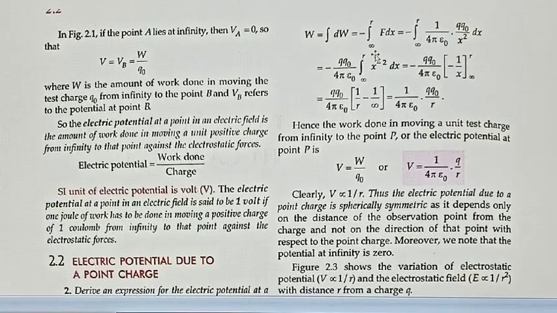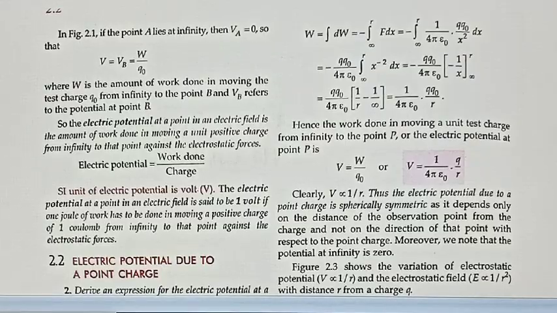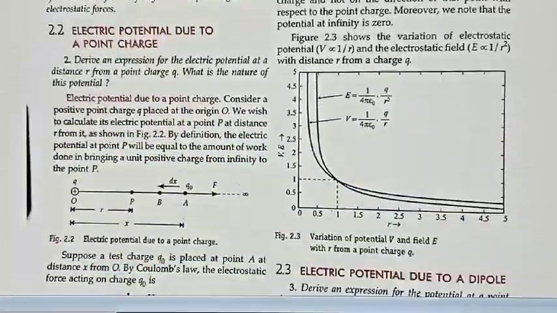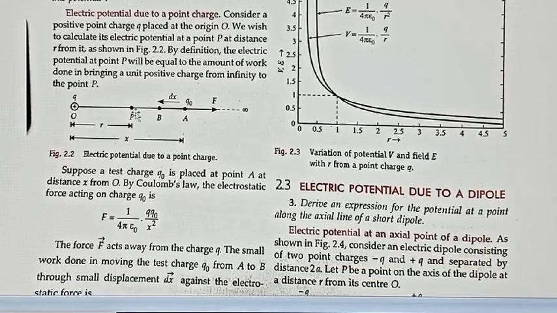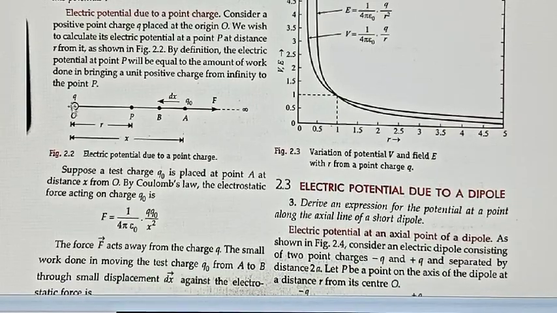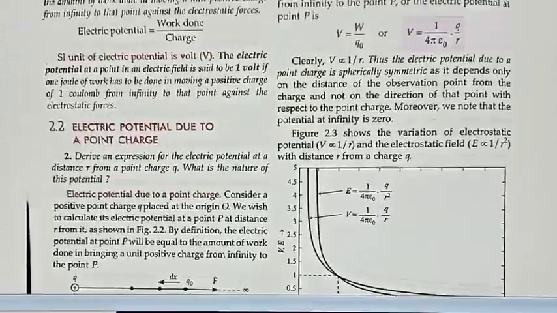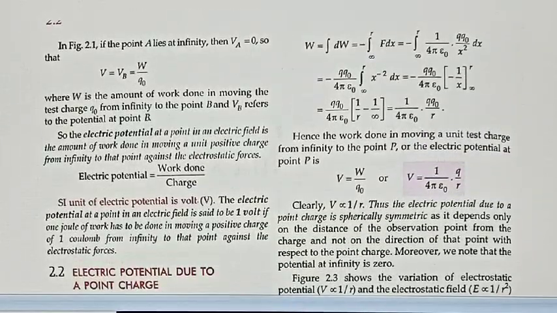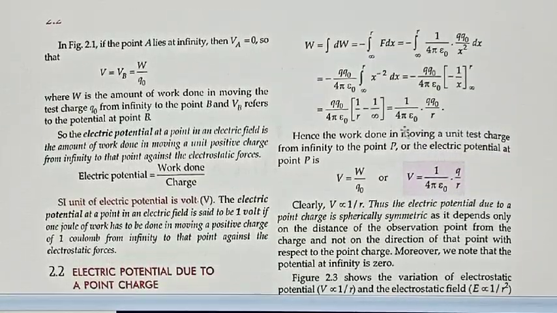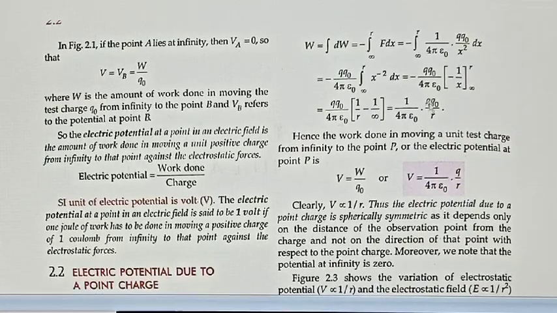because you see the lower limit is infinity, the upper limit is r. So infinity to r, because the point P is at a distance r. You can see the diagram. Point P is at a distance r from the source charge. So you have to move that test charge from infinity to r. If you do so, finally you get 1 by 4 pi epsilon naught q q naught by r. This is the work done.